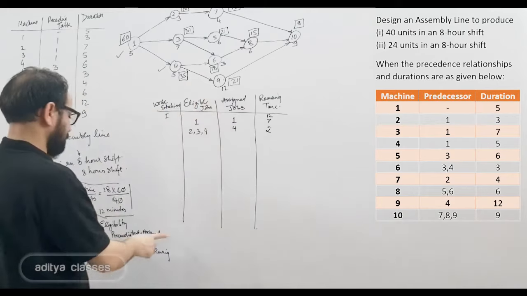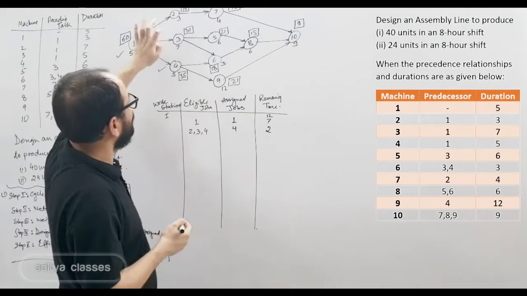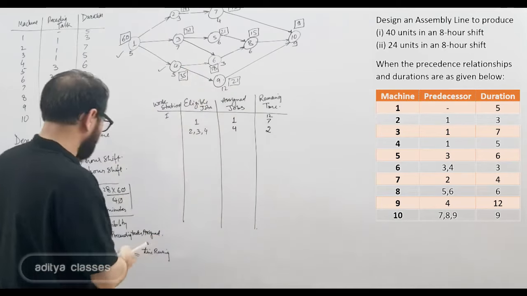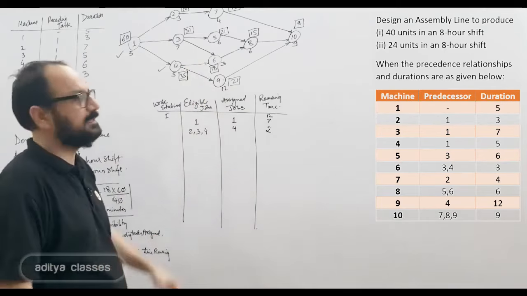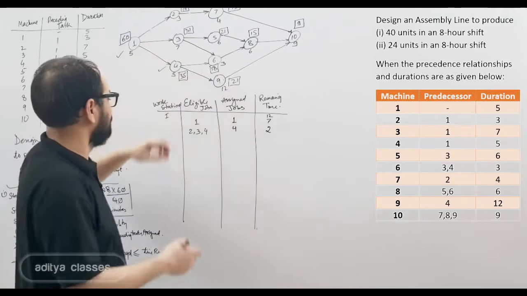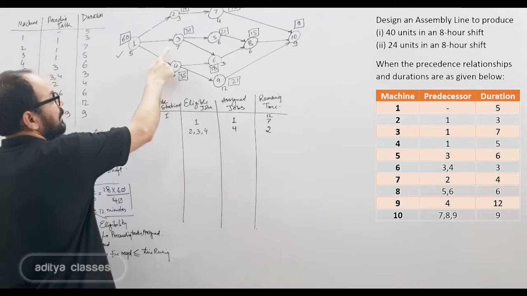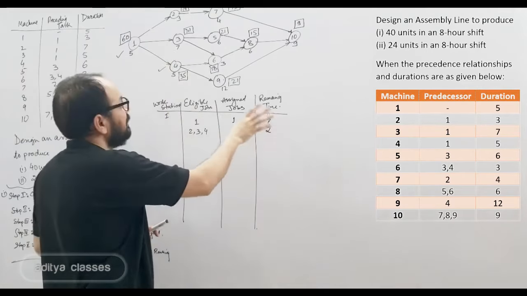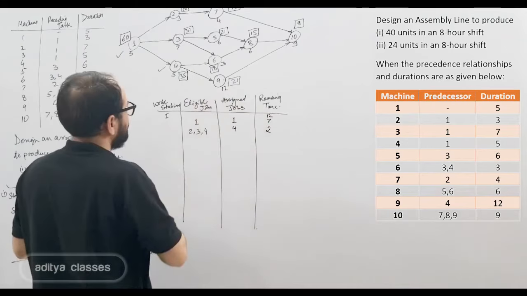So on first condition, who are eligible? 2, 3 and 9 are eligible. On second condition, time required should be less than time remaining. Time required is 3, I have 2 minutes. So 2 is not eligible. Time required by third task is 7 minutes, 2 is remaining, not eligible. 12 minutes, 2 minutes, not eligible.